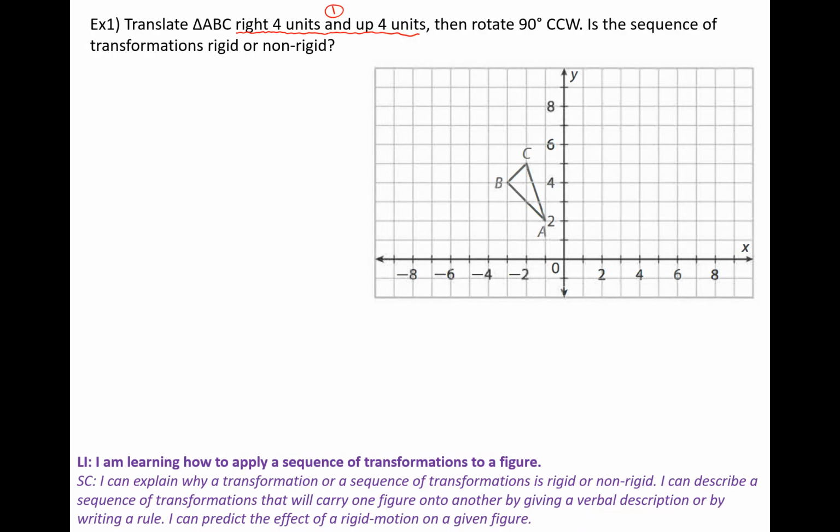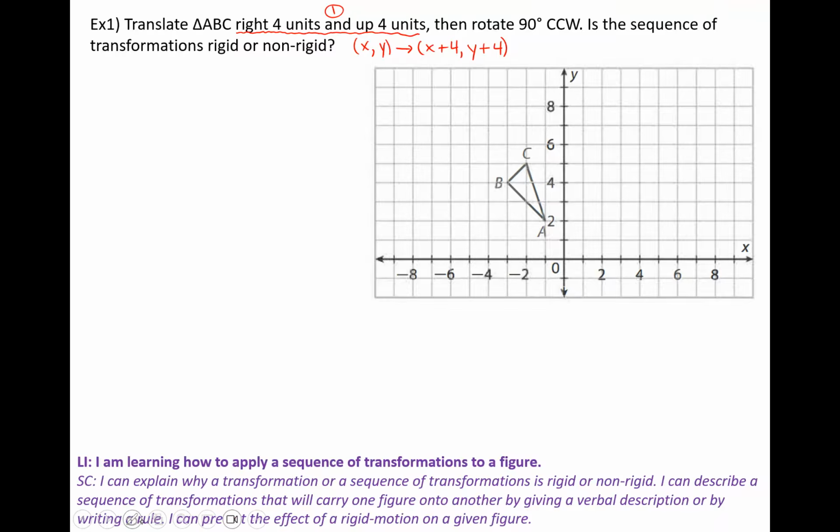It's my first transformation. And if I was going to write that as a rule, that would be (x, y) turns into, so I start with (x, y). If I'm going right 4, then with my x, I'm going to say x, and right would be adding 4. And for the up 4, that would be a number that goes with my y. Since it's up, that would also be adding, so I would say plus 4. So that's the rule I could use to do this. We'll talk about it more in a minute.